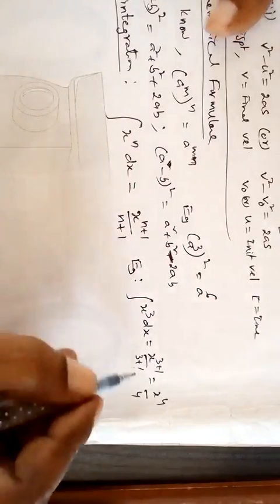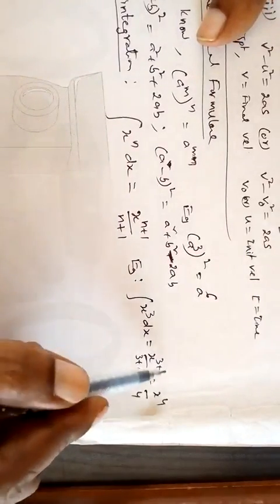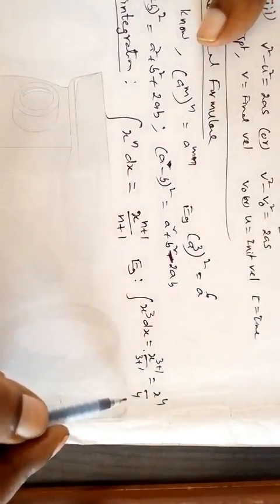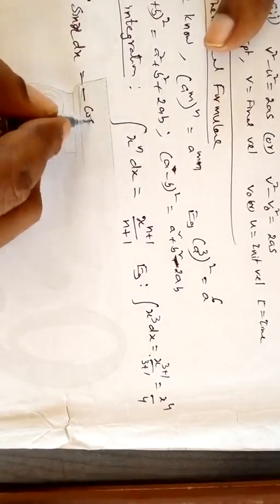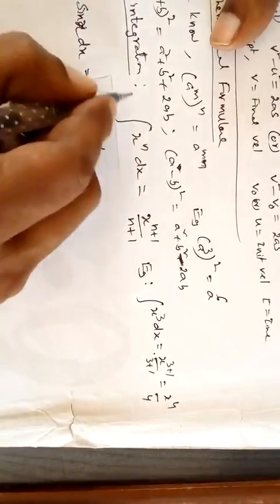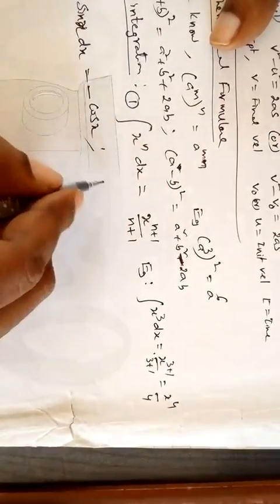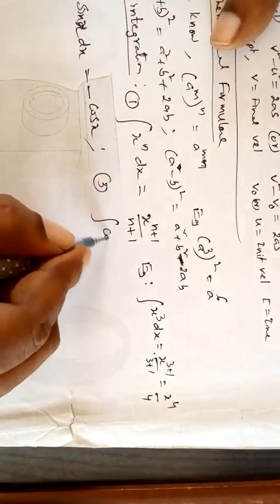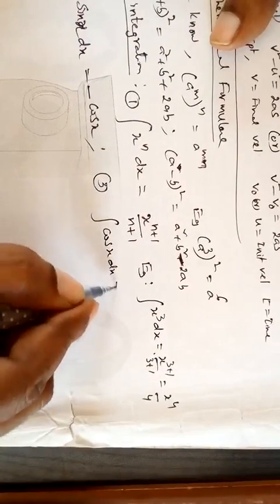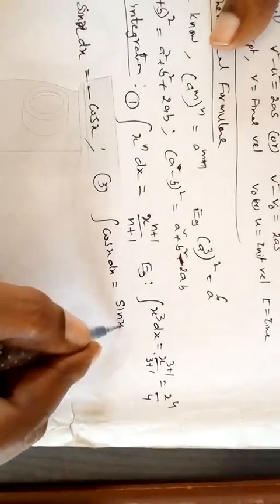So x cube dx is given; you don't have to write it out directly, x raised to 4 upon 4. You have to remember this formula. Integral sin x dx is equal to minus cos x. You have to learn this formula by heart. Next, this is 1, this is 2. The third one, integral cos x dx is equal to sin x.